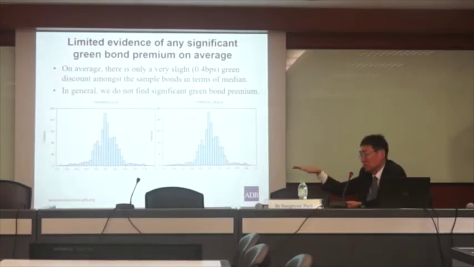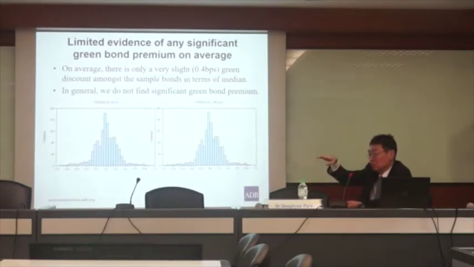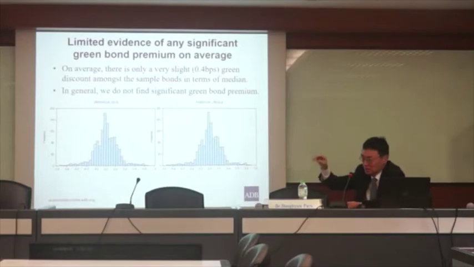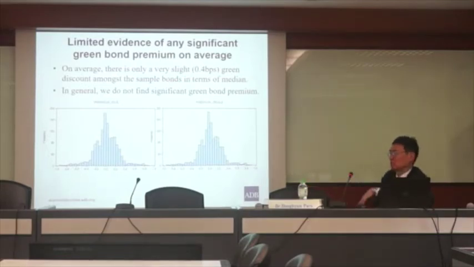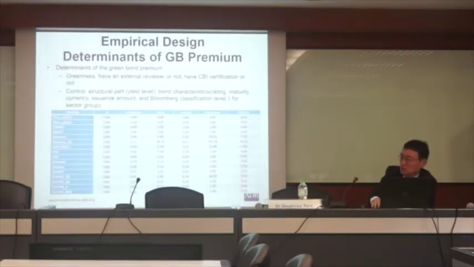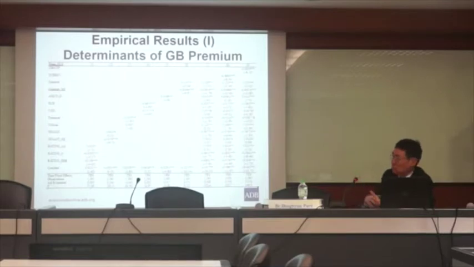But of course, that's just on average. There's going to be cross-sectional variation. In other words, for some pairs there's going to be a significant premium, and for some pairs some discount, and for some pairs of conventional bonds and green bonds there's going to be no significant difference. So we want to look at what is driving those differences. You see what I'm saying? That's why we run this additional regression, and that is what we try to do.